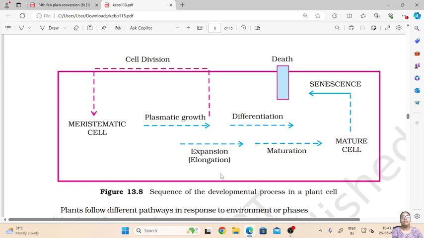So this diagram represents the sequence of developmental process in the plant from the time of the germination or time of formation of the seed till the death.